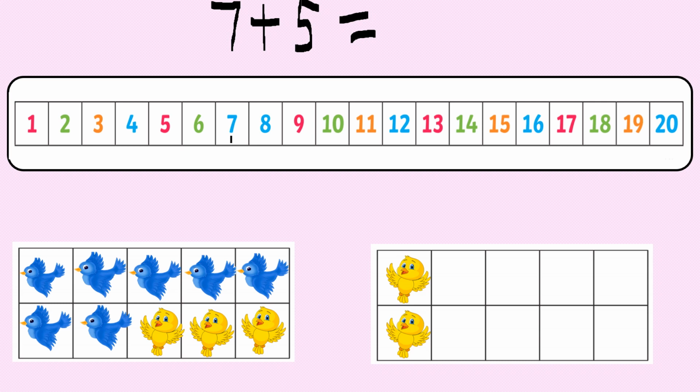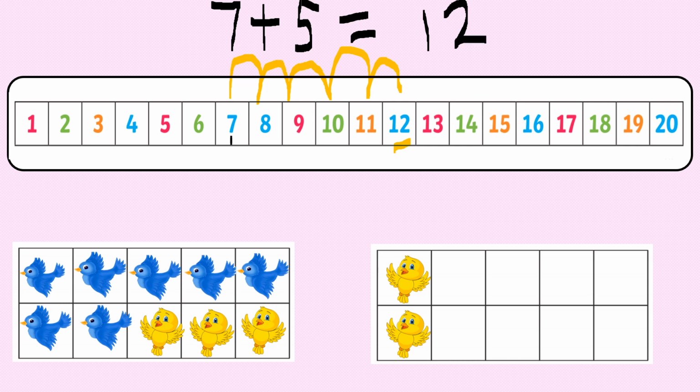5 more. Because I'm counting on from 7, it's really important that I don't say 7. I have to count straight on to the next number, like this. 1 more, 2 more, 3 more, 4 more, 5 more. So altogether I have how many birds? 12.